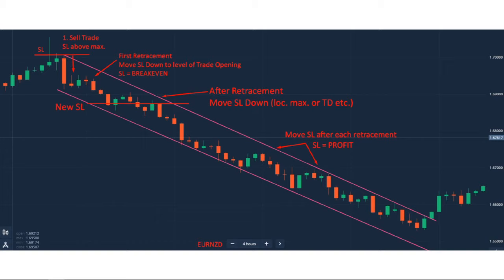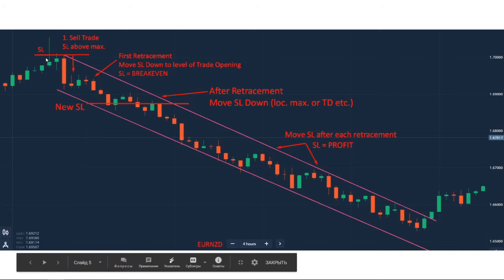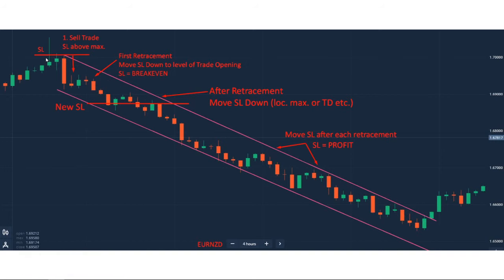This is Euro and New Zealand dollar, 4-hour time frame, and here we have a downtrend. So this is what happens. We enter a sell trade right here, and we set our take profit slightly above this last maximum, this last high. The price retraces and then it moves down again.